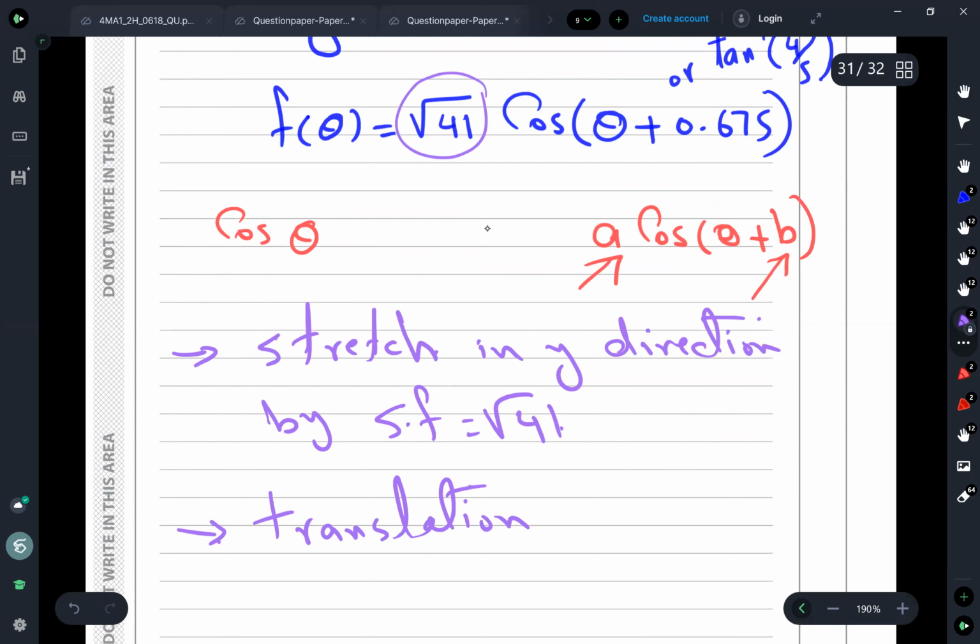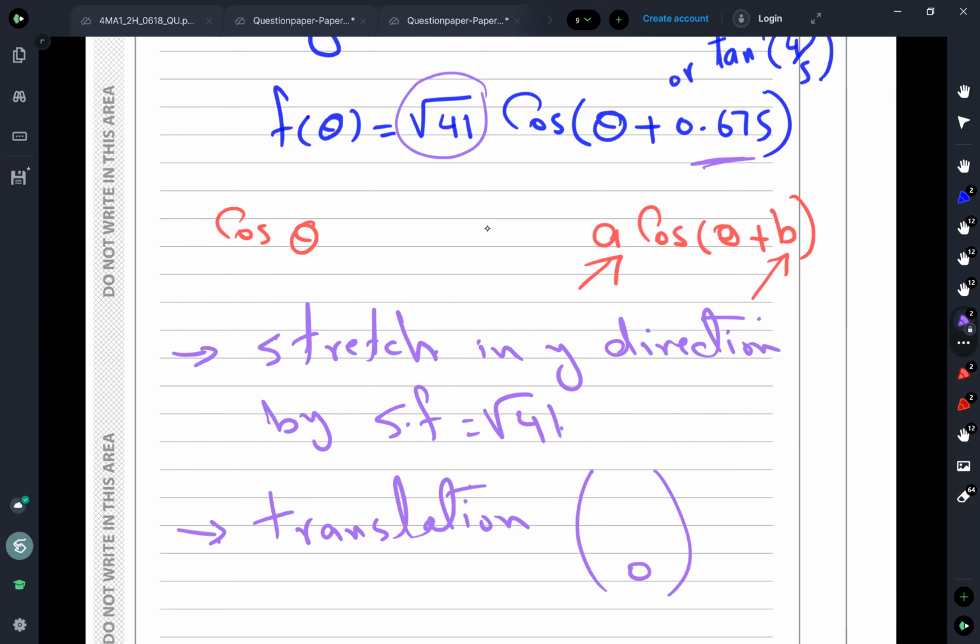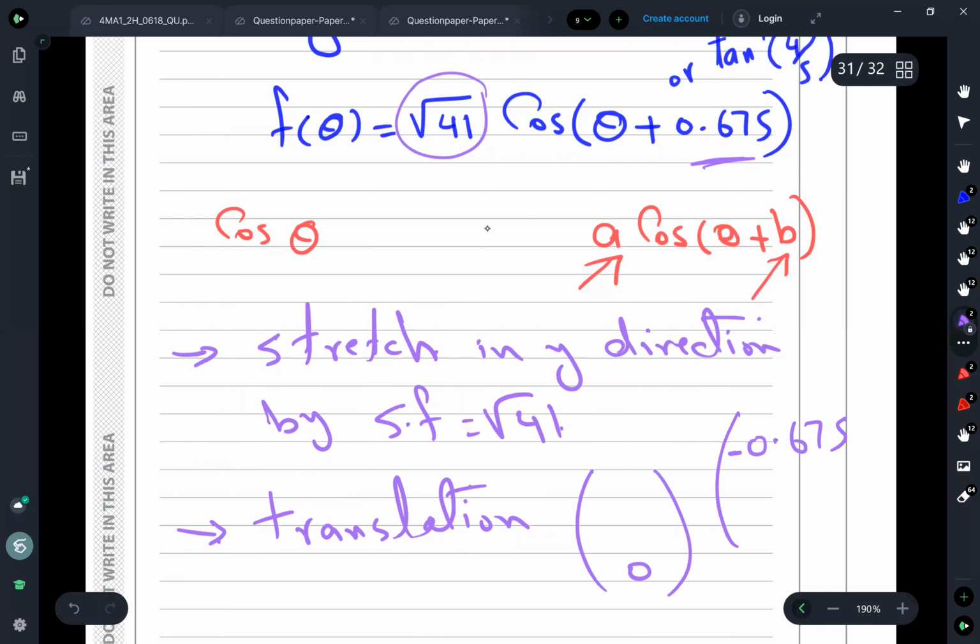To describe it: translation 0.675 to the left side, parallel to the x-axis. Or you can say translation by a vector. It's already parallel to the x-axis, so y will be 0. What about x? This value, which is 0.675, but with a negative sign. If it is positive, it means move to the left.